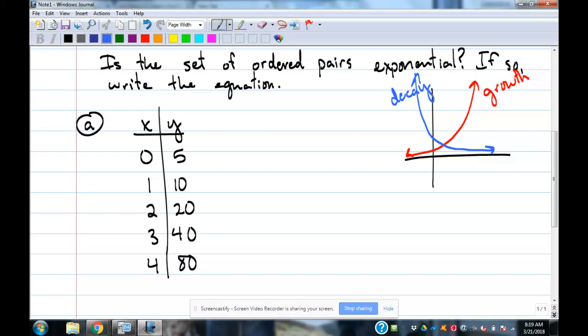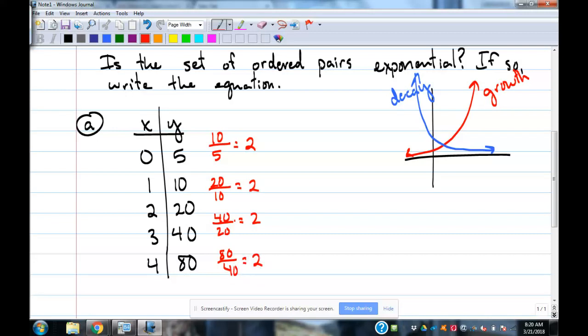With these, what you can look at is notice what's going on here. We got 5 to 10, 10 to 20, 20 to 40, 40 to 80. What's the ratio 10 divided by 5? 2. Then the next y value ratio, 20 divided by 10. 2. Oh, it's the same. And then 40 divided by 20. Oh, 80 divided by 40. The ratio of the y values is the same.